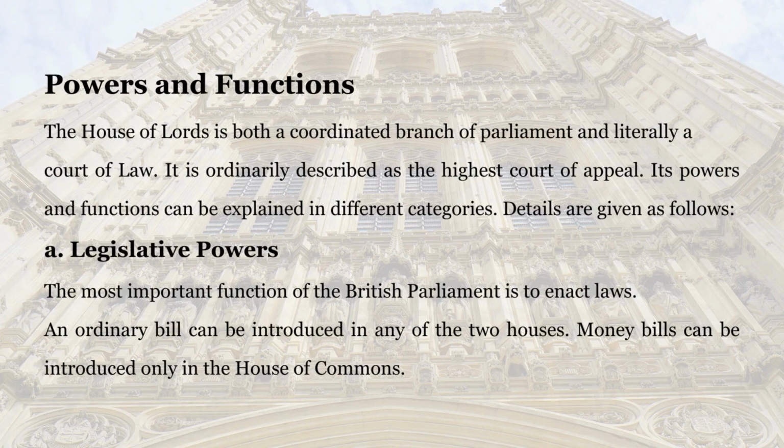Powers and functions. The House of Lords is both a coordinate branch of Parliament and a court of law. It is ordinarily described as the highest court of appeal. Its powers and functions can be explained in different categories. Details are given as follows. A. Legislative powers. The most important function of the British Parliament is to enact laws. An ordinary bill can be introduced in any of the two houses. Money bills can be introduced only in the House of Commons.